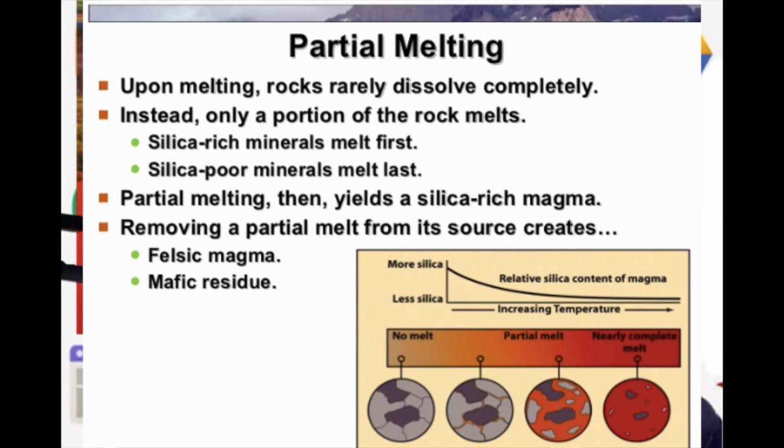Second word, and we are on page 79, is partial melting. The process whereby some minerals melt at relatively low temperatures while other minerals remain solid is known as partial melting.